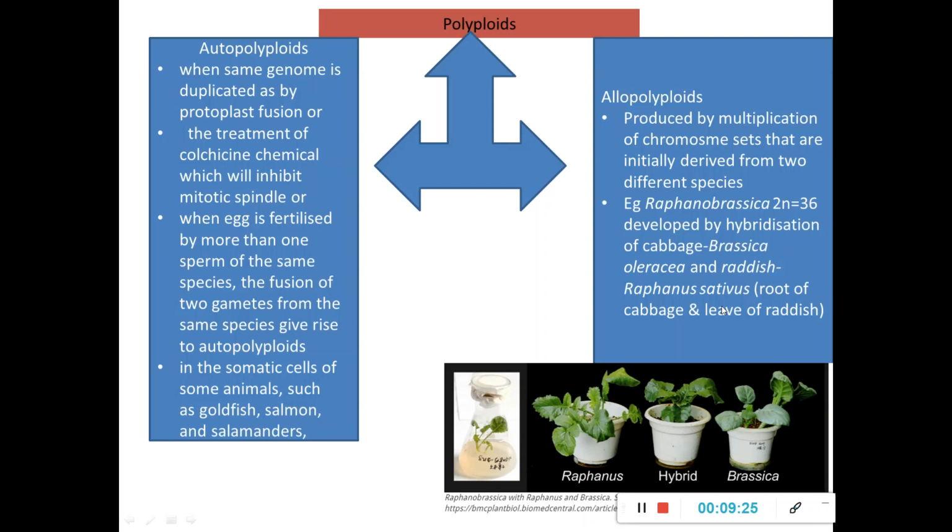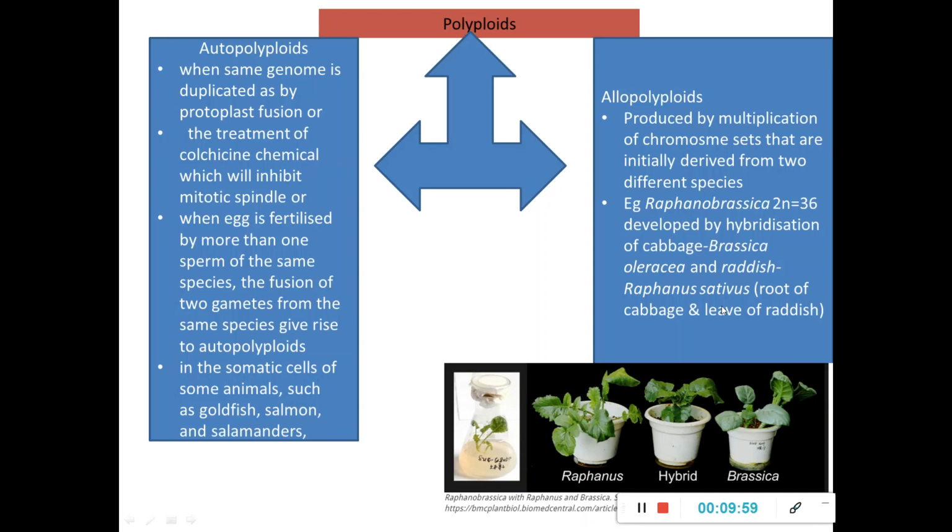It can be due to the protoplast fusion technique, or by giving a drug like colchicine, which is a mitotic spindle inhibitor, or sometimes the egg itself is fertilized by more than one sperm. As a result, the genomes of both sperms will enter into the zygote, so that would also result in the formation of autopolyploids. So when polyploidy occurs in the same species, that is referred to as an autopolyploid, and when it occurs between two different species, that is referred to as an allopolyploid.